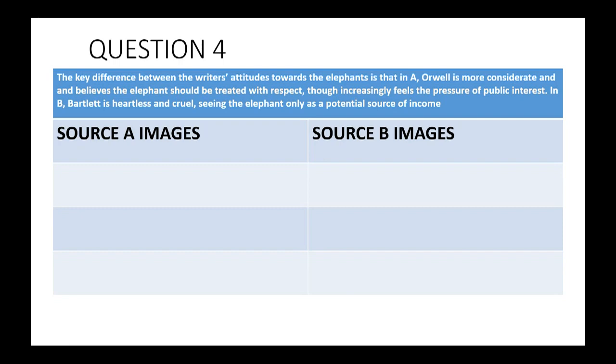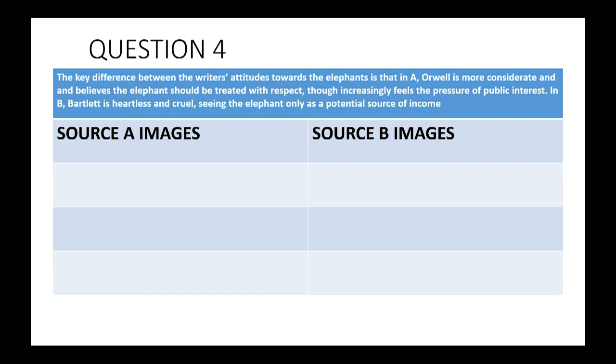So I wrote the bit in blue at the top as my introduction. I've gone with: a key difference between the writers' attitudes towards the elephants is that in A, Orwell is more considerate and believes the elephant should be treated with respect, though increasingly feels the pressure of public interest. In B, Bartlett is heartless and cruel, seeing the elephant only as a potential source of income. Should be a full stop there.